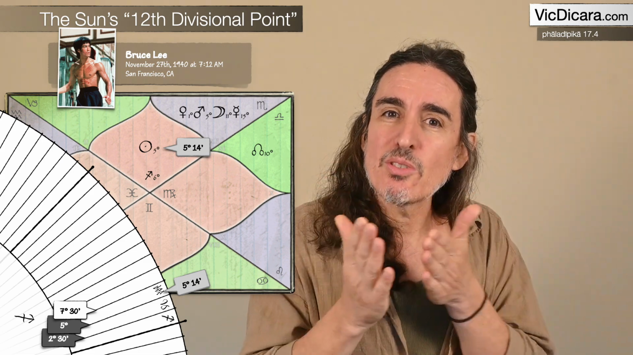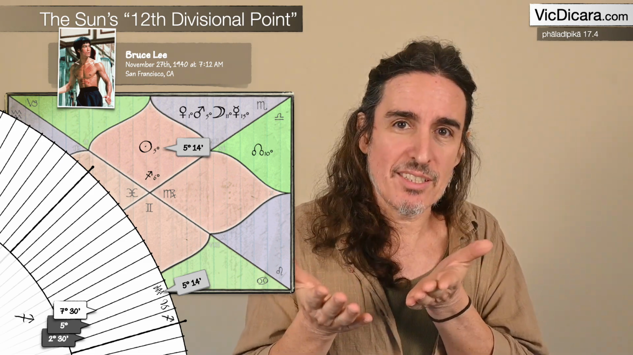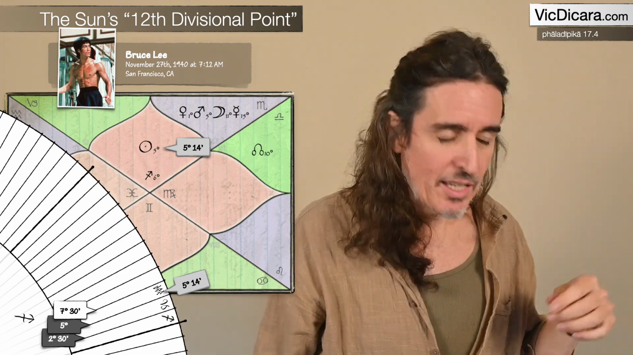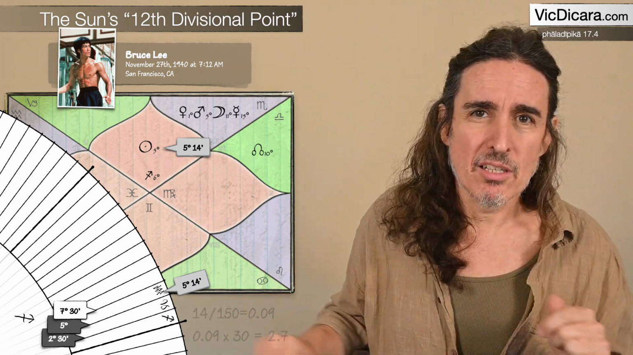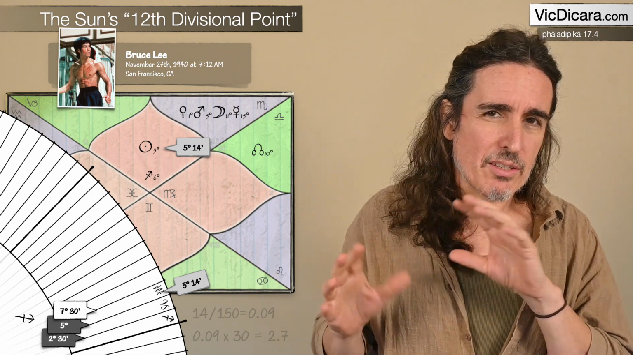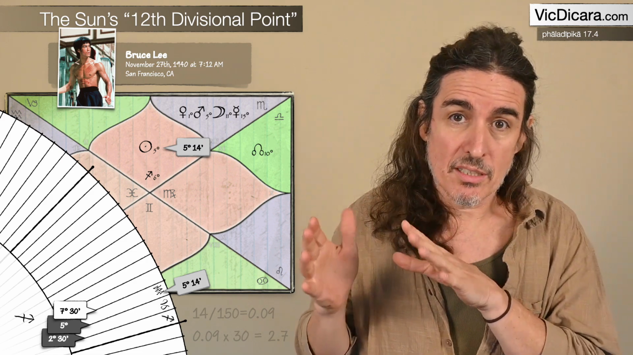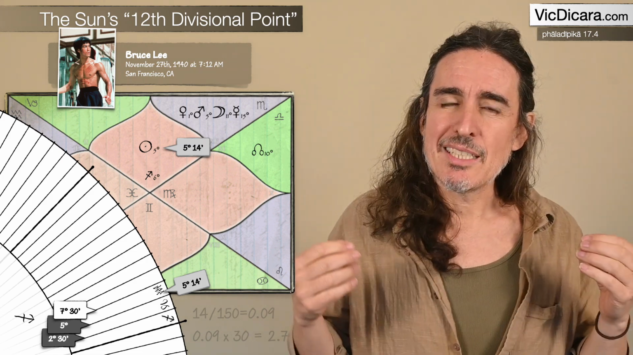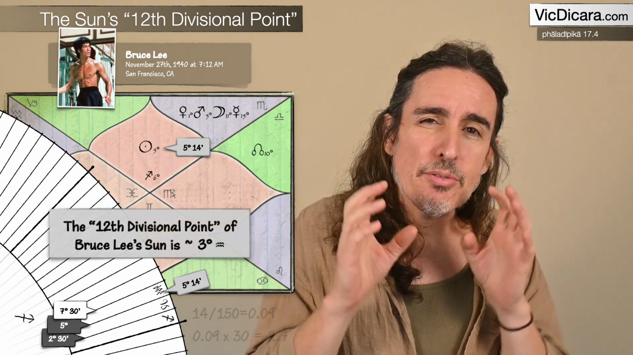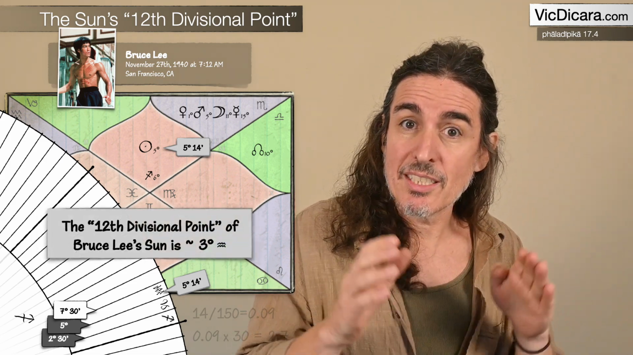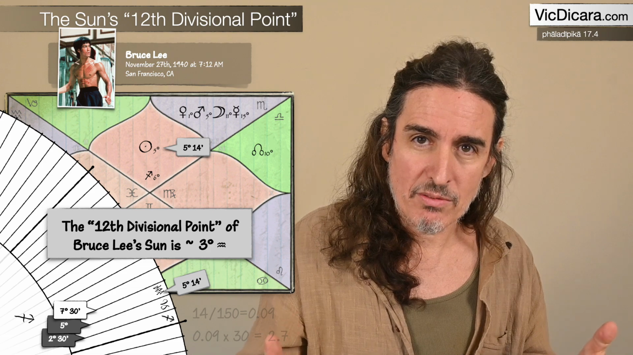So it's very close to the beginning of Aquarius in that subdivision. And here's the math on the screen right underneath the chart to show you exactly how you would figure out what degree it is in Aquarius. Bruce Lee's sun comes out to be at about 3 degrees of Aquarius in the Dvadashamsa, 12th subdivision.